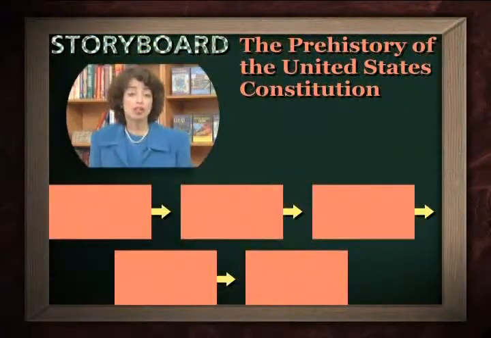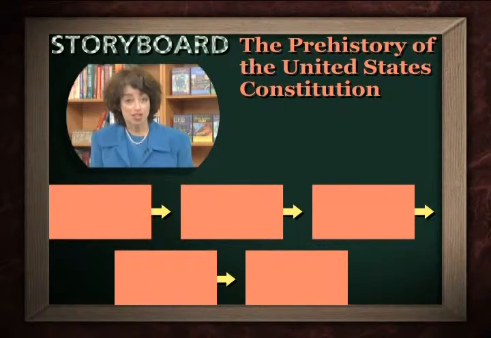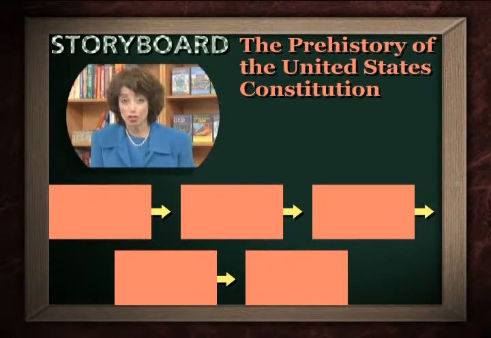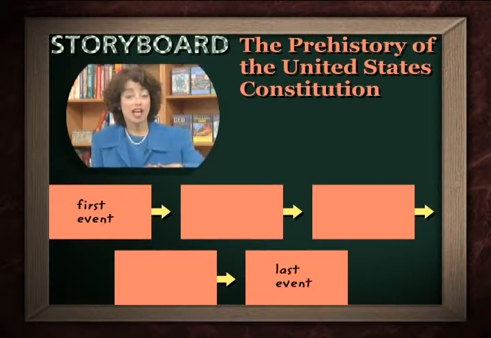Suppose you were writing an essay in your history class about the prehistory of the United States Constitution. You've got to focus on how earlier events, documents, governments, and so on influenced the drafting of our own Constitution. You want to include at least 5 specific events, so you're going to draw 5 boxes. Now remember, storyboards go in chronological order from the first event to the last event.